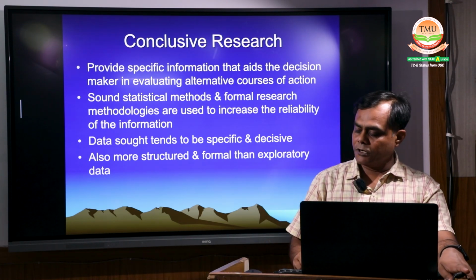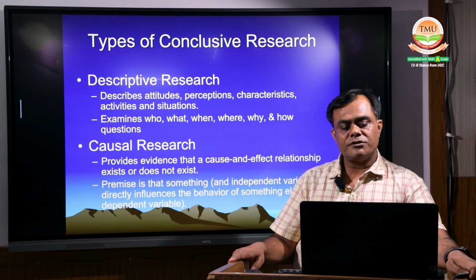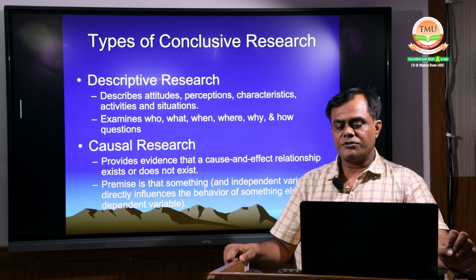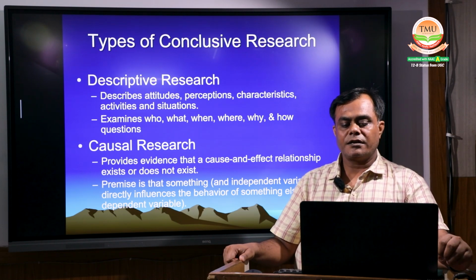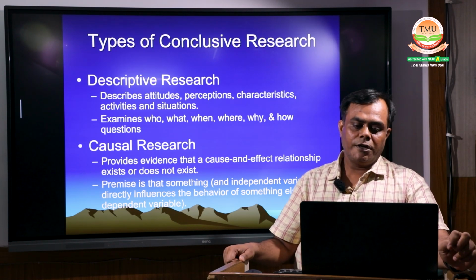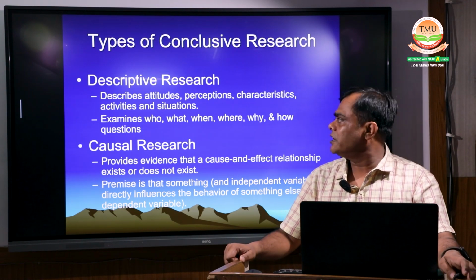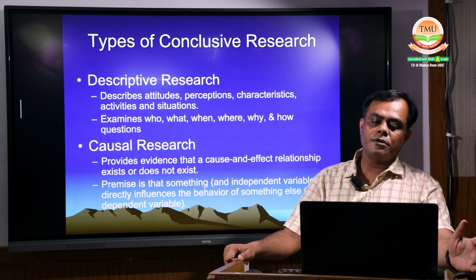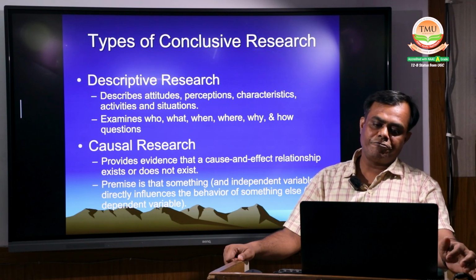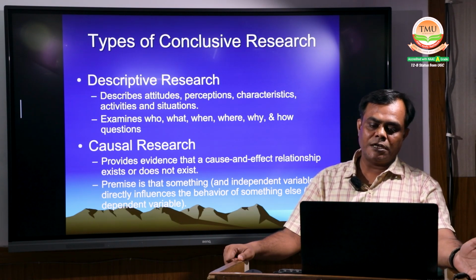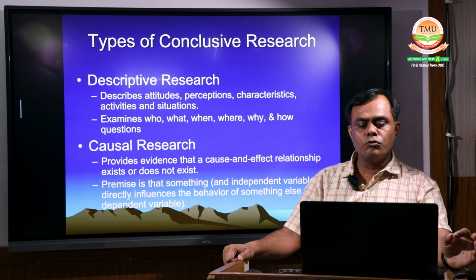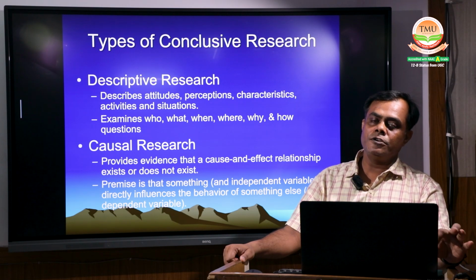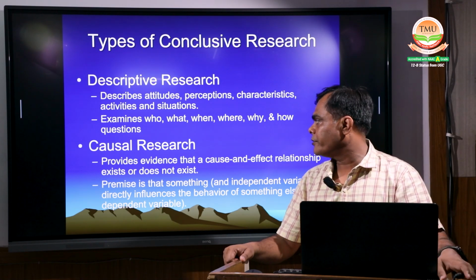Types of conclusive research designs. In a conclusive research design, there is descriptive research, which describes attributes, perceptions, characteristics, activity and situation. So in descriptive research, as per the name, we just have to describe different attributes or perceptions or characteristics, activity and situation. For example, who, what, when, where, why and how are the types of questions we use in a descriptive research design.